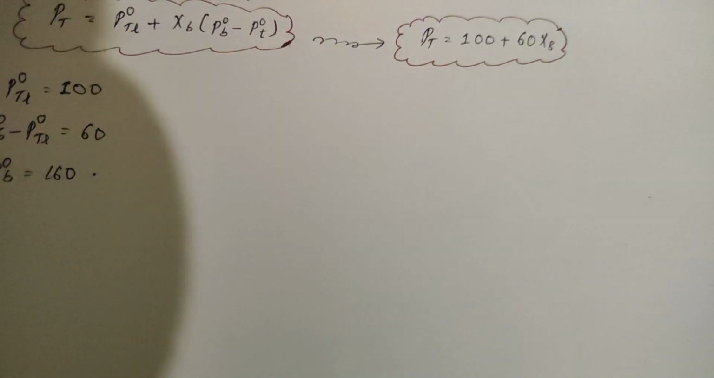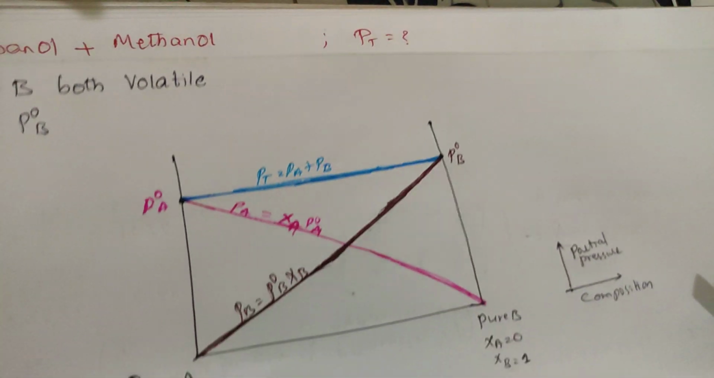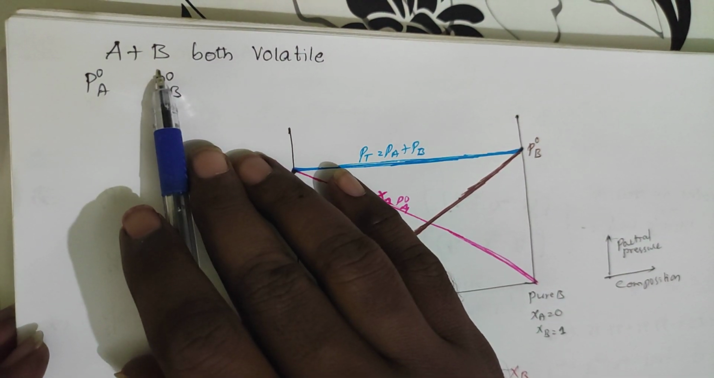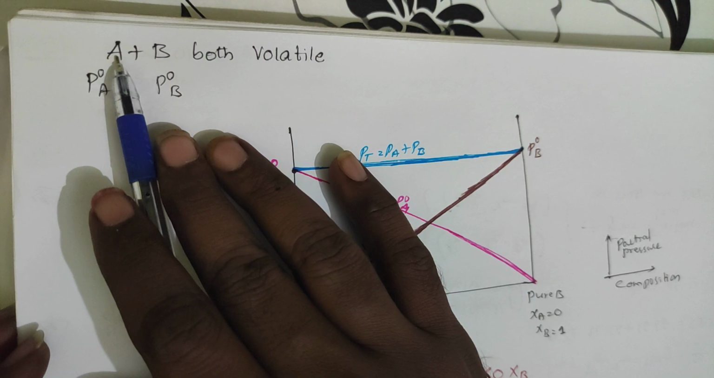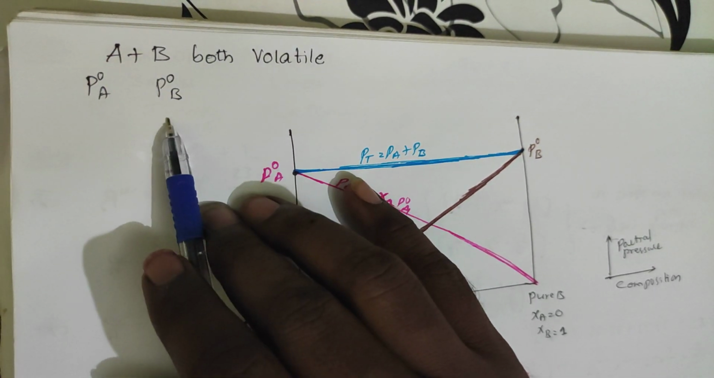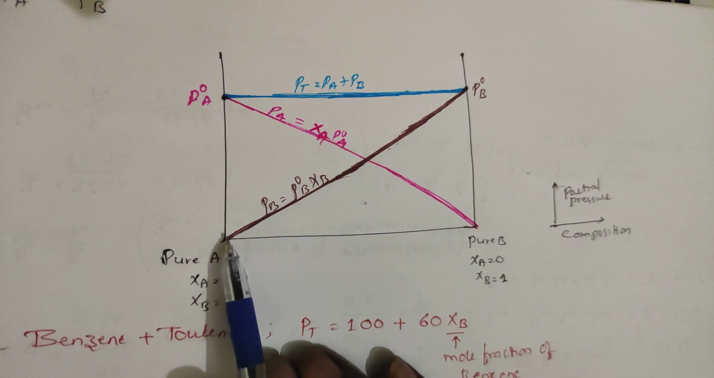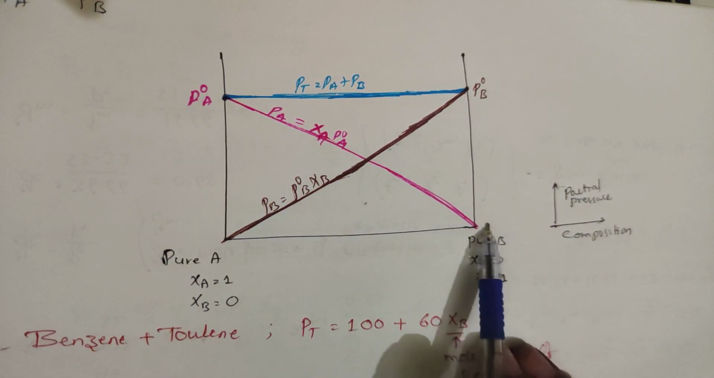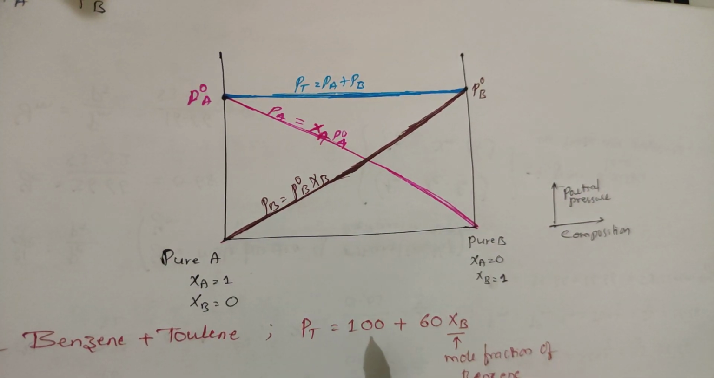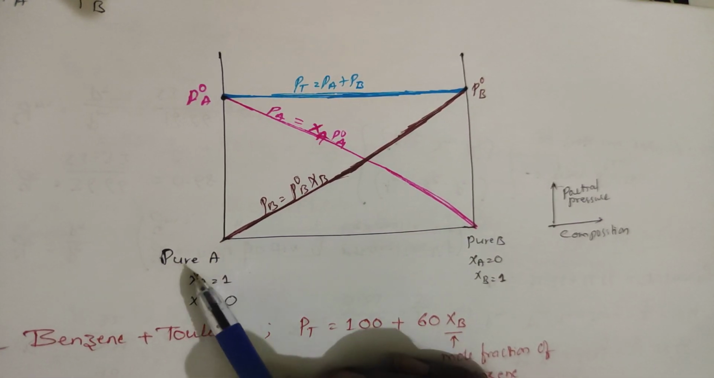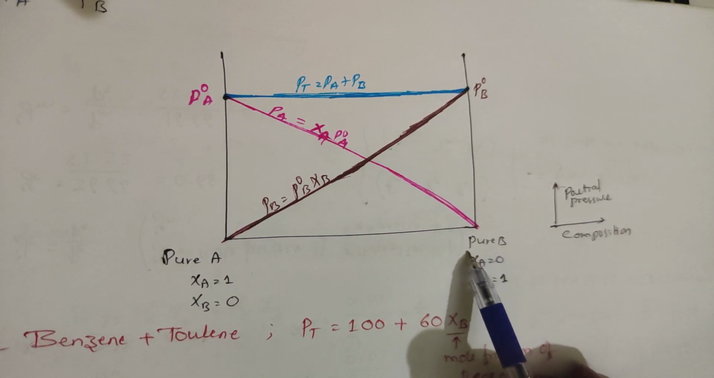Okay. Right. Let us take the basic content of this one. We are taking two substances A plus B. Both are volatile. For pure substance A, the vapor pressure is P naught A. For pure substance B, it is P naught B. I am representing this one with mole fraction on the X axis and pressure on the Y axis, and here also Y axis. At this point, I am taking pure substance A. At this point, I am taking pure substance B.